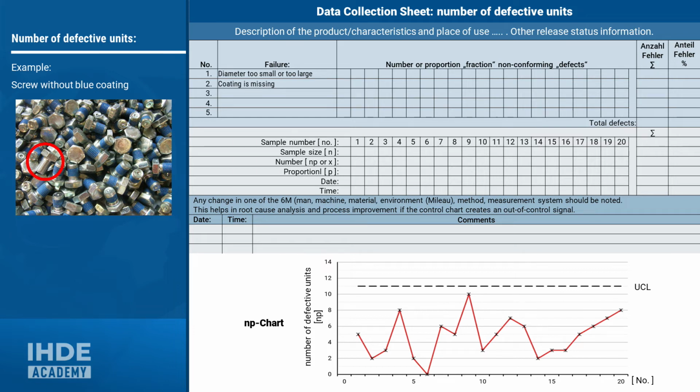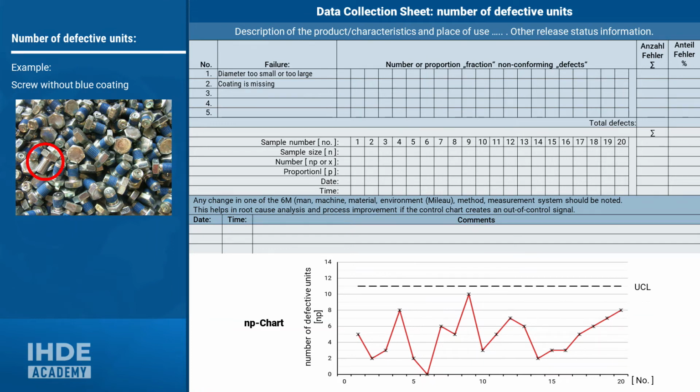For the purpose of simplicity, we will ignore the complete structure of a form with a header, which contains information about the product or the characteristics, place of use, and so on. Information on the release status of the data collection sheet should also be visible on it. But all that would lead too far, and we limit ourselves to the core content. The left column of the data collection sheet lists the various failures that can occur.